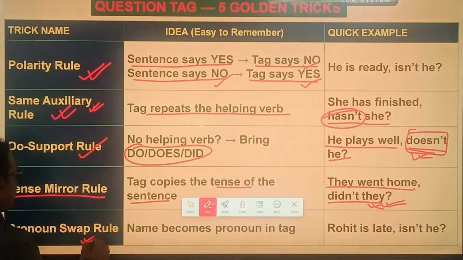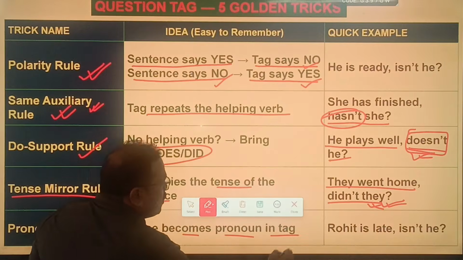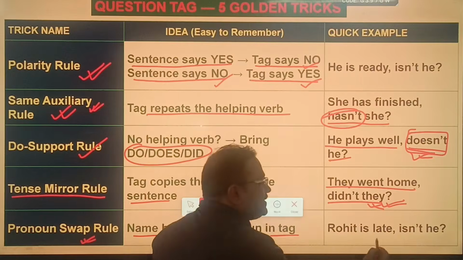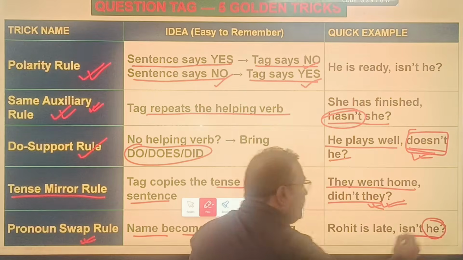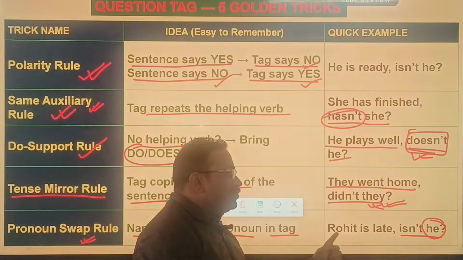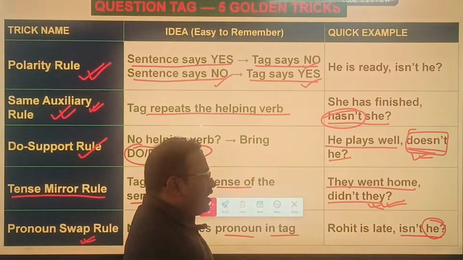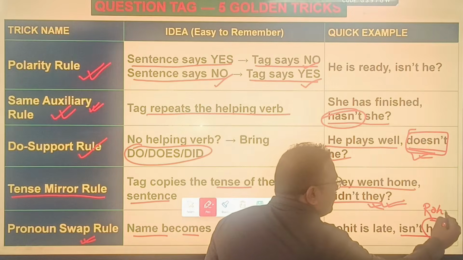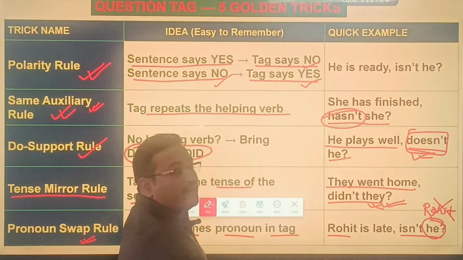And the last one is pronoun swap rule. Name becomes pronoun in question tag. Example, Rohit is late. Isn't he? This is a question tag. Why he? Because the noun is changed into pronoun. We cannot use noun in the question tag. This is what you have to keep in mind. You cannot write Rohit is late, isn't Rohit? Wrong. In place of noun, you must use pronoun.